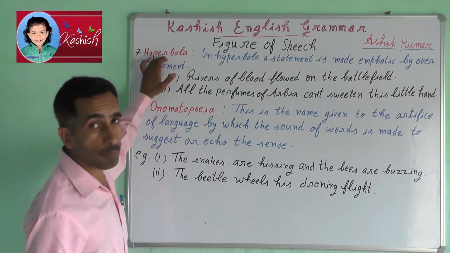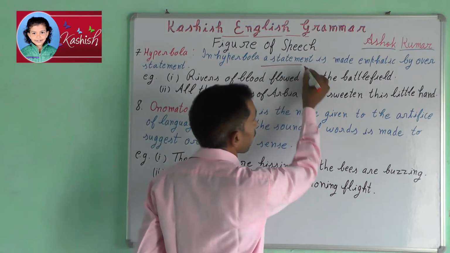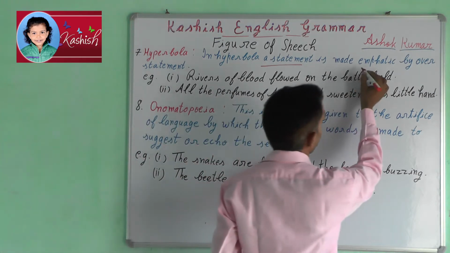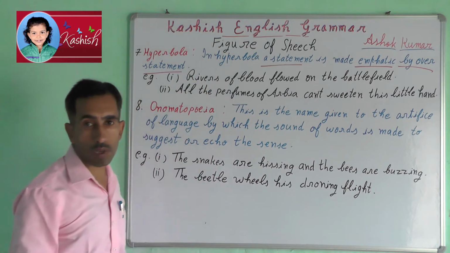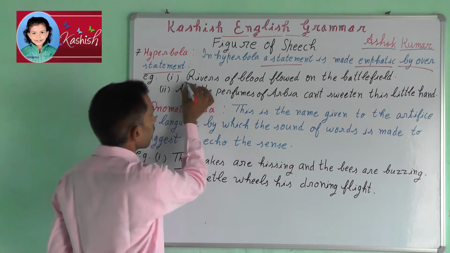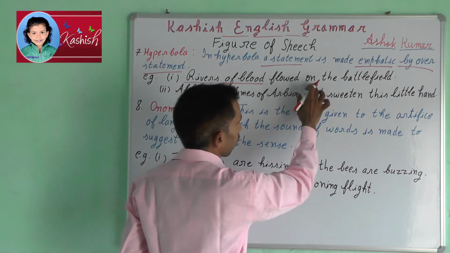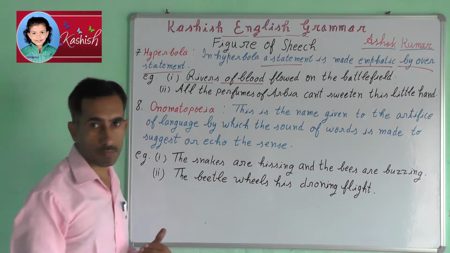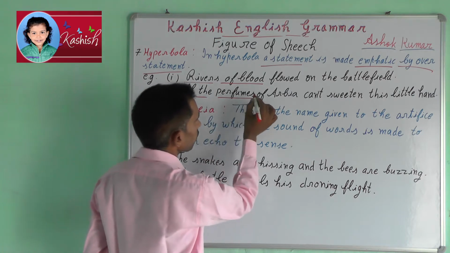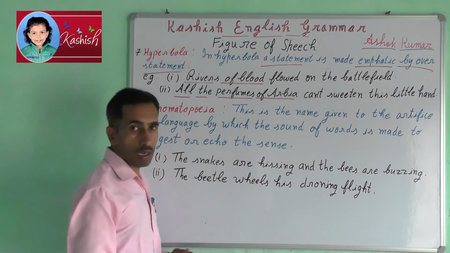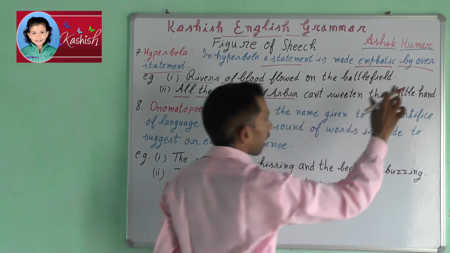Seventh, hyperbole. In hyperbole, a statement is made emphatic by overstatement. For example, rivers of blood followed on the battlefield. Next, all the perfumes of Arabia can't sweeten this little hand.